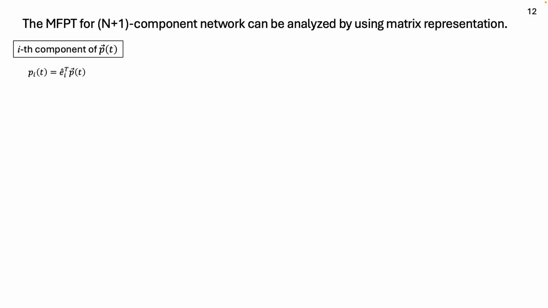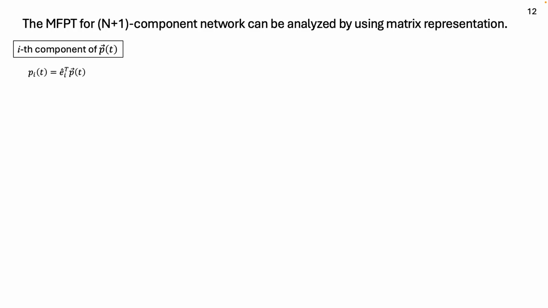And then the ith component of P is right here. It's the row unit vector multiplied by the column vector. So we can write the ith component of the probability density vector. And we know the P vector is the exponential of Kt times E1.